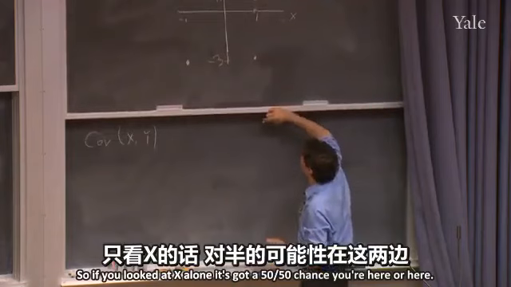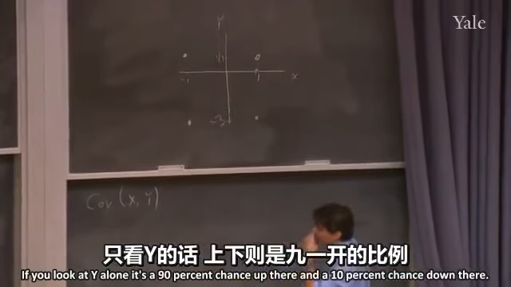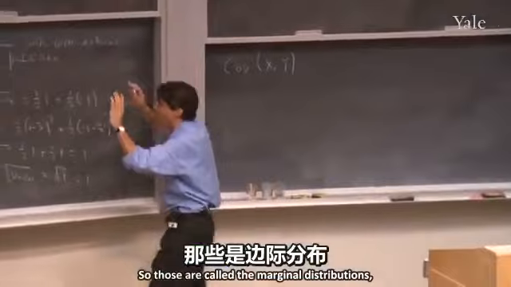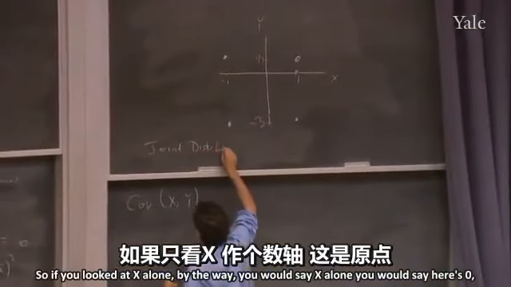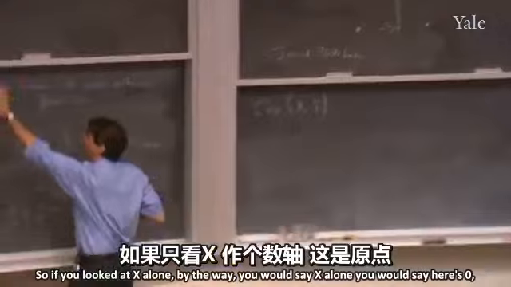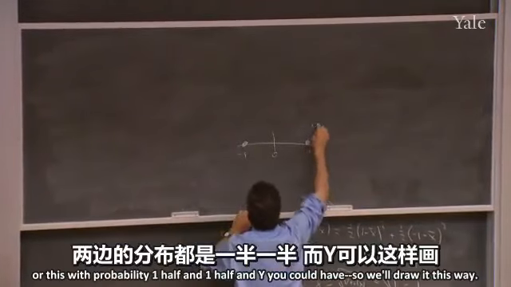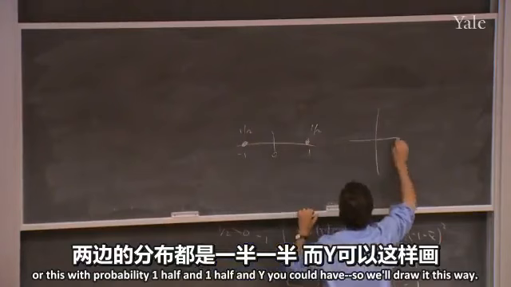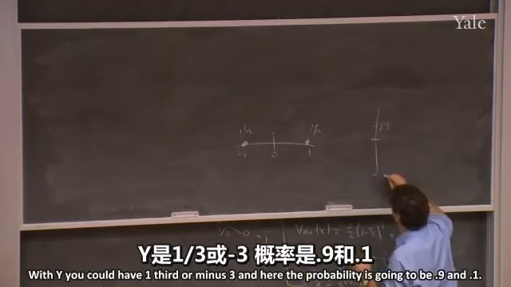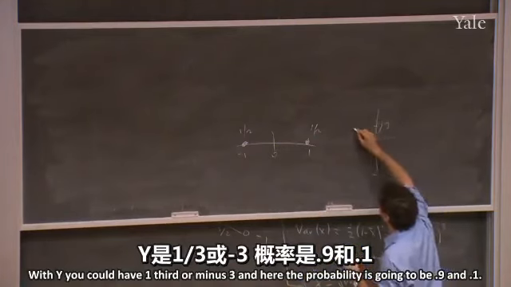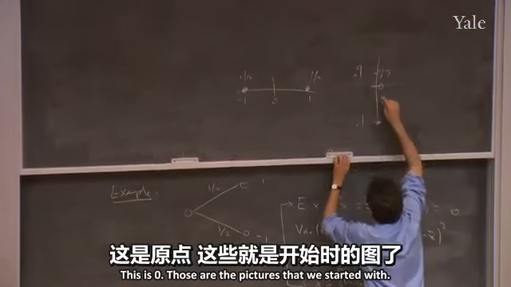If you looked at x alone, it's got a 50-50 chance you're here or here. If you look at y alone, it's a 90% chance up there and a 10% chance down there. So those are called the marginal distributions. But for the joint distribution, we would have to add a number. So x alone, here's 0, here's 1, here's minus 1, with probability a half and a half. With y, you could have a third or minus 3, with probabilities 0.9 and 0.1. Those are the pictures that we started with.